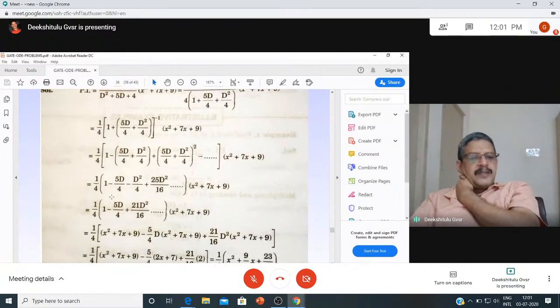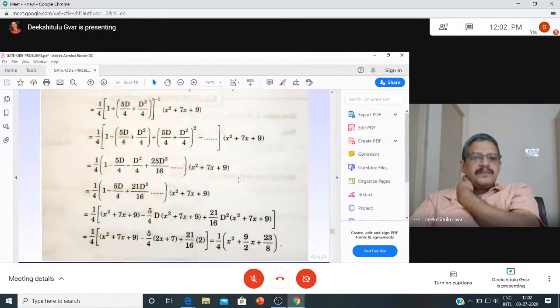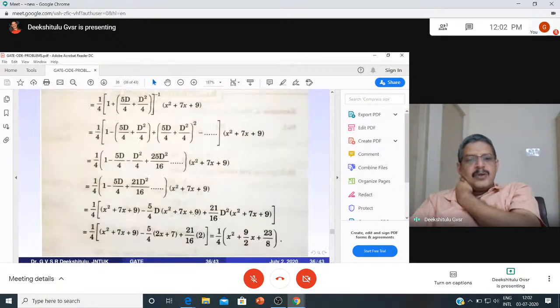So applying this, we get x square plus 7x plus 9, minus 5 by 4 D of x square plus 7x plus 9, plus 25 by 16 into D square of this. D of x square is 2x, D of 7x is 7, D of 9 is 0. D square of x square is 2, D square of 7x is 0, so we need not consider it. So this is your answer.